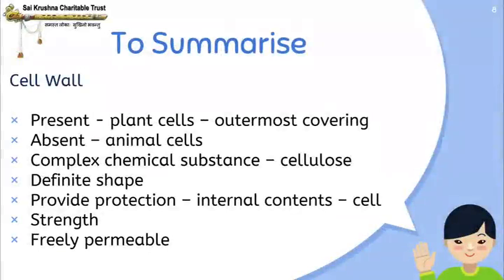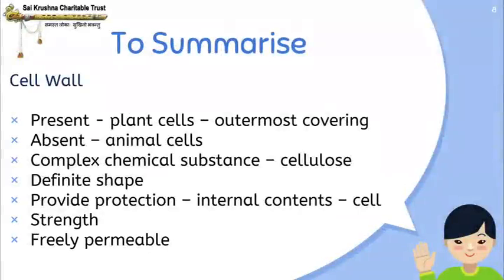Did you understand, students? Shall we summarize what we have learned? In this video, we learnt about the cell wall. We learnt that the cell wall is present in plant cells and it forms the outermost covering of plant cells. It is absent in animal cells. It is not there. It cannot be found in animal cells.